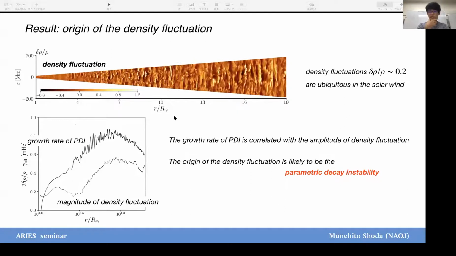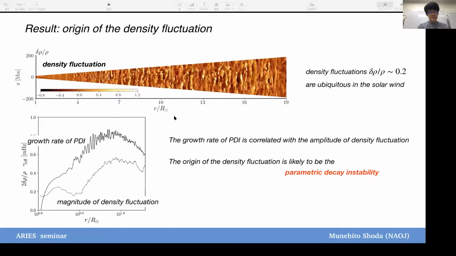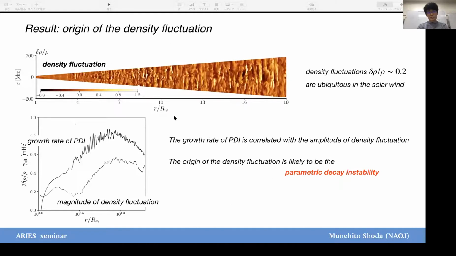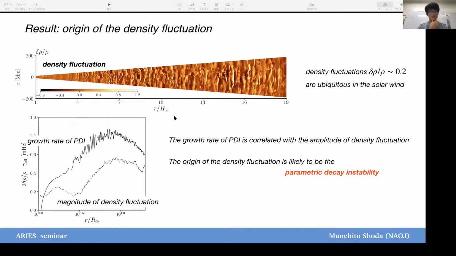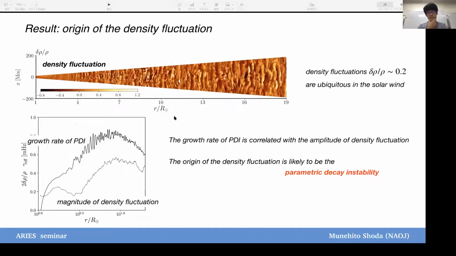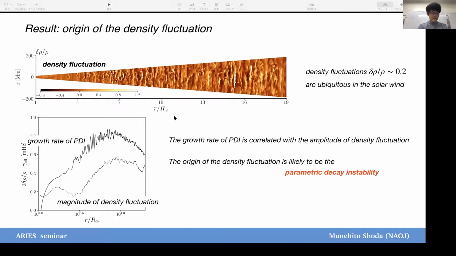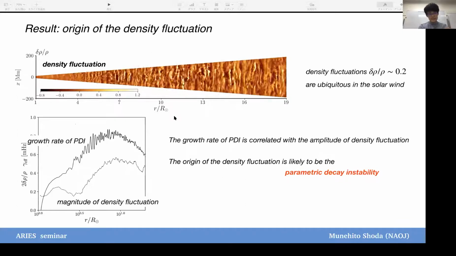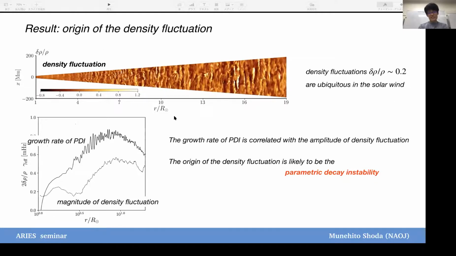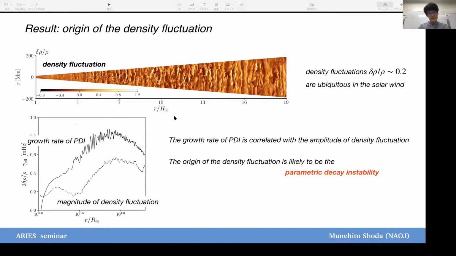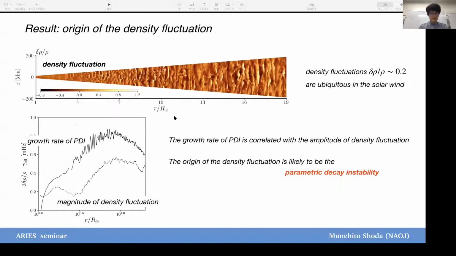Yes, the blobs are actually observed in the solar wind, but the density fluctuations shown here are not related to the so-called solar wind blobs, because the blobs in the solar wind are mostly related to the slow solar wind that is blowing out from the streamer region. But we are more or less focusing on the coronal hole solar wind, and the blobs are not frequently observed in the coronal holes. So this density fluctuation is not the so-called blobs. This is at much smaller scales compared with the blobs.